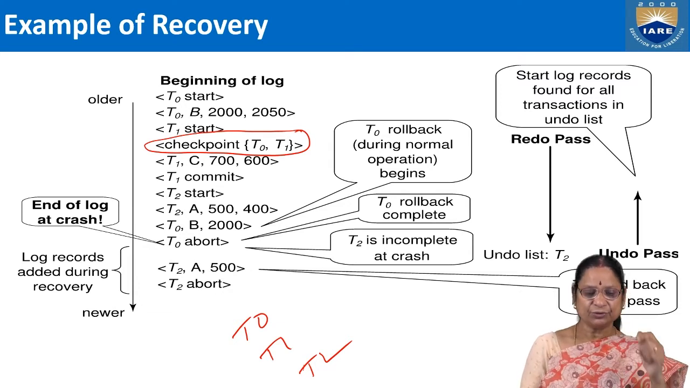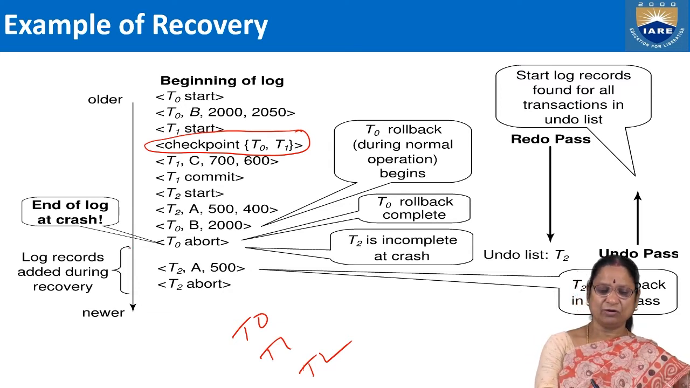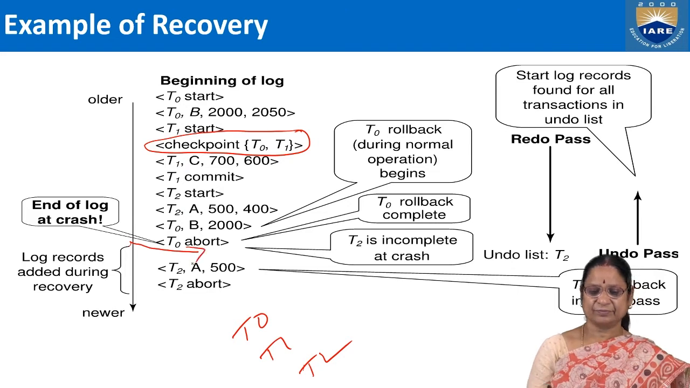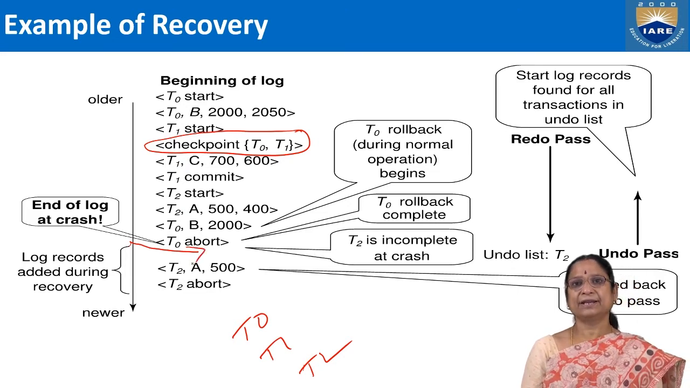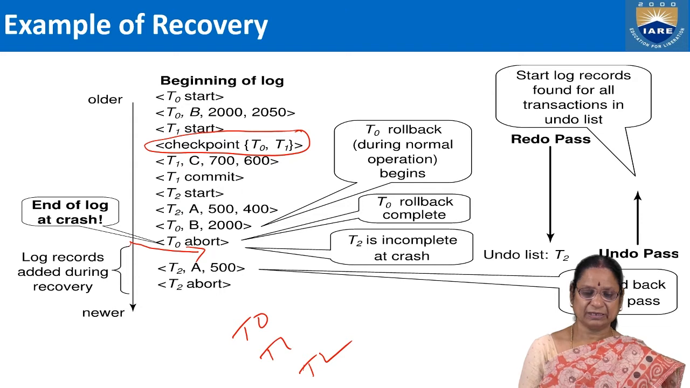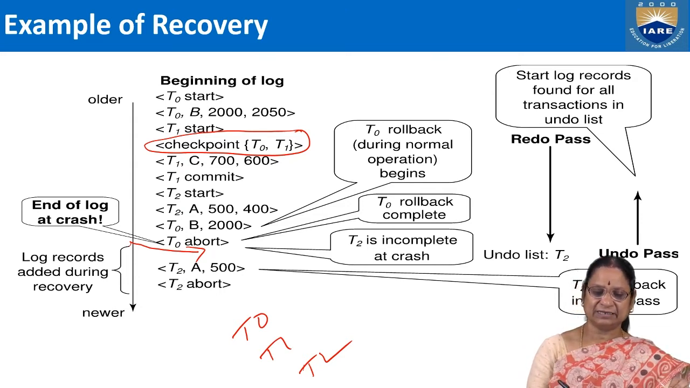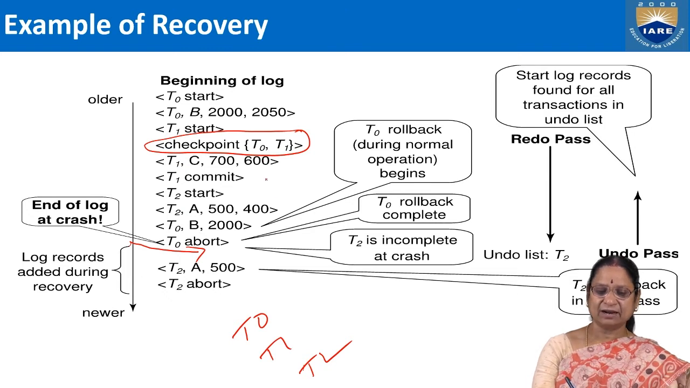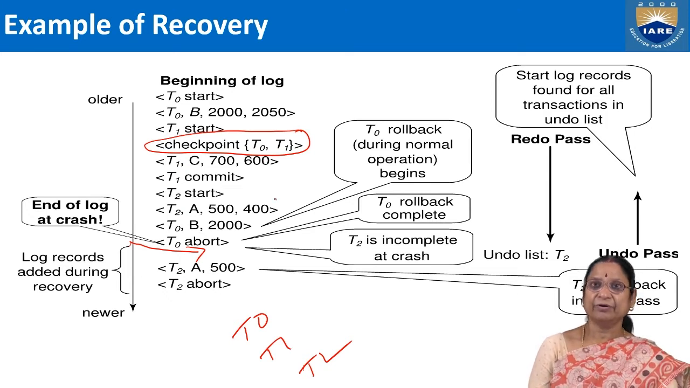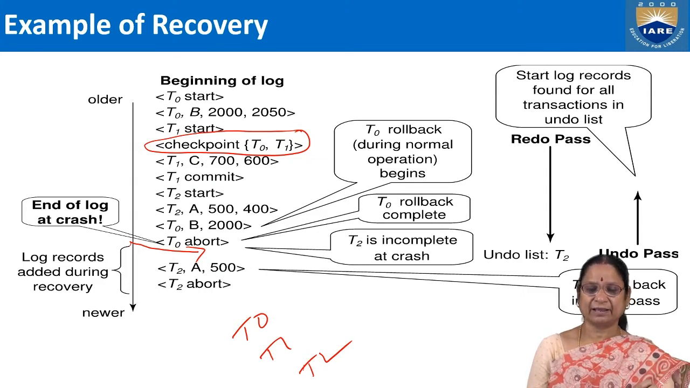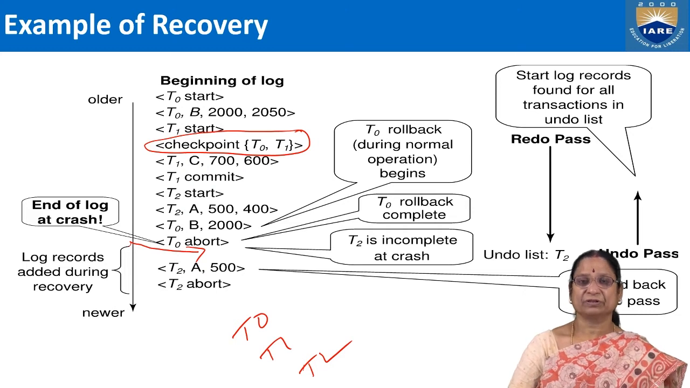So when we are doing this, this is the end of the log, and the crash occurs here. Let us assume the crash occurred here. Then what am I supposed to do? In this case, we first consider from the checkpoint start, T1, right? T1 commit is there, and T2 start is there, T2 update is there, T0 abort is there. These are the things we are having.